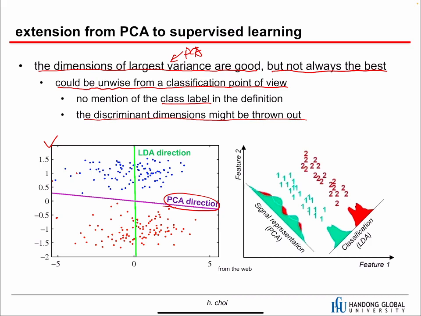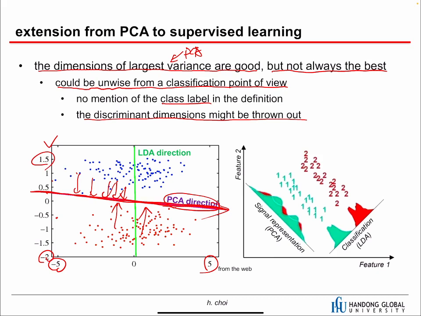And then PCA focuses on the variance. So PCA prefers this line. All the points will be projected onto this line. Look at this one. This one is from -5 to 5. This one is from -2 to 1.5. So this one is actually long in this direction. So PCA prefers this direction.